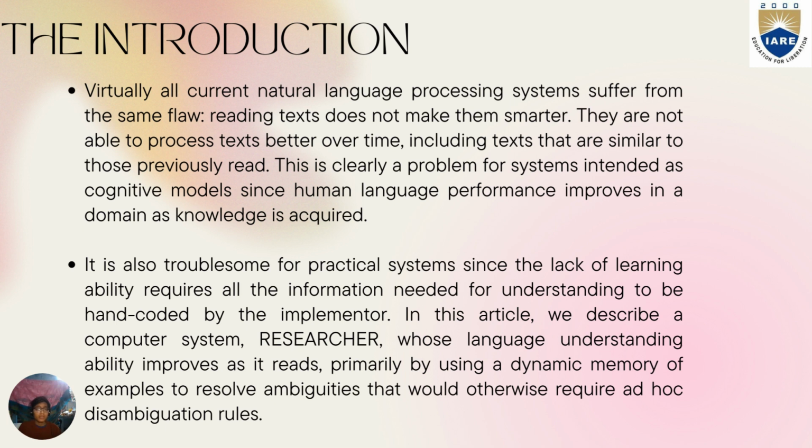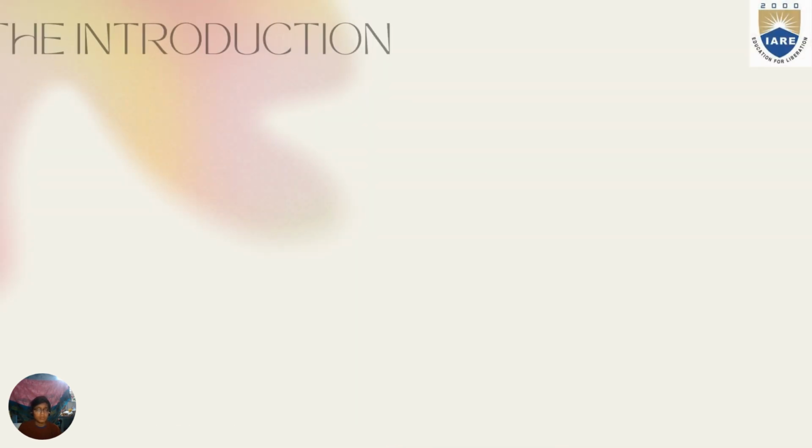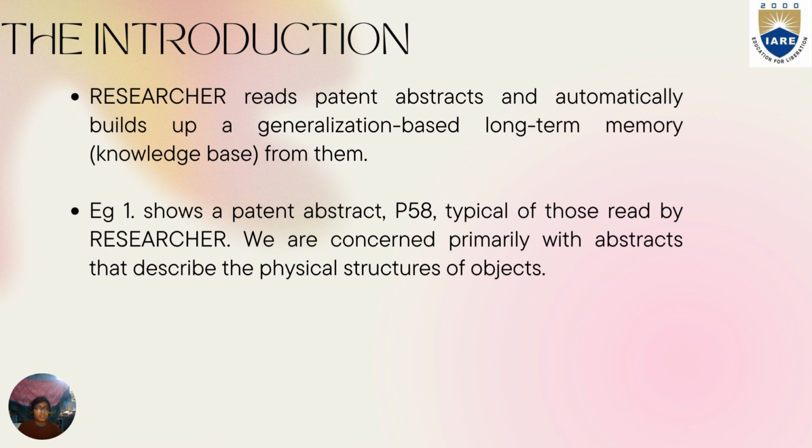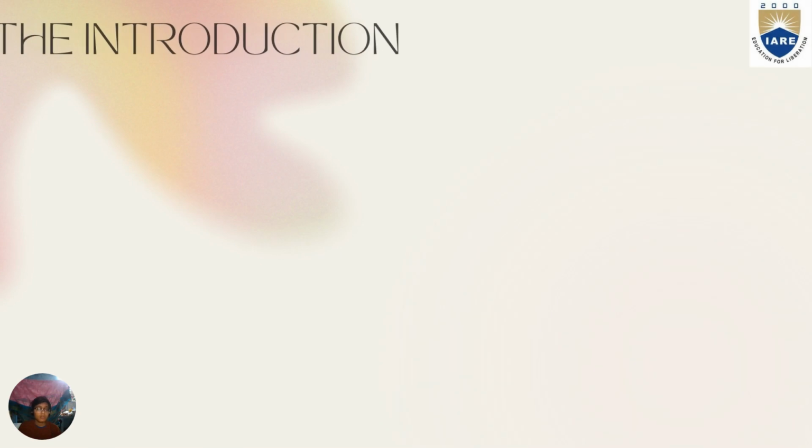In this article, we describe a computer system, Researcher, whose language understanding ability improves as it reads, primarily by using a dynamic memory of examples to resolve ambiguities that would otherwise require ad hoc disambiguation rules. Researcher reads patent abstracts and automatically builds up a generalization-based long-term memory from them. Example 1 shows a patent abstract, P58, typical of those read by Researcher. We are concerned primarily with abstracts that describe the physical structure of objects.